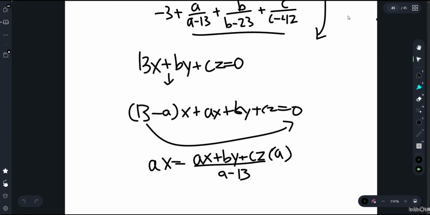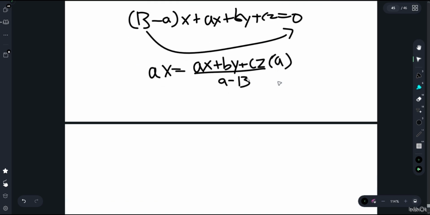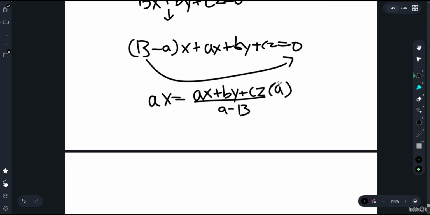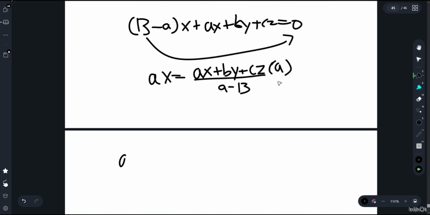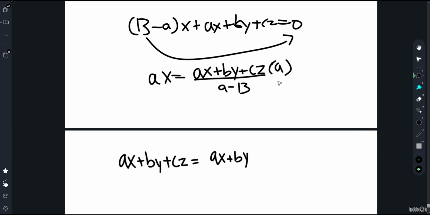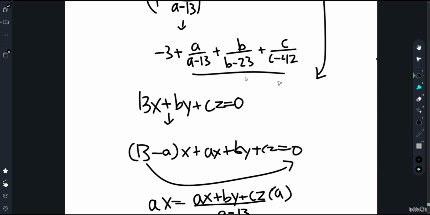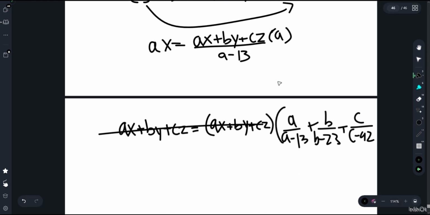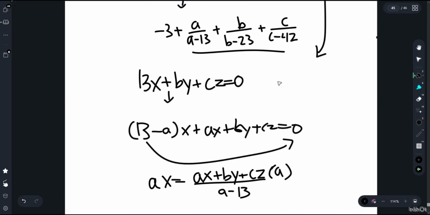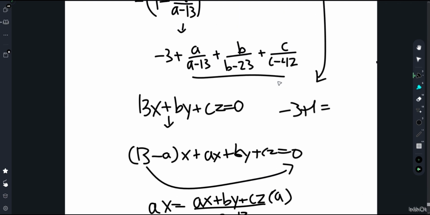Let me just make a new page. So now what we can do from here is that we have ax plus by. We add the three terms together. This is equal to ax plus by plus cz. We can factor it out of all the equations, times a over a minus 13 plus b over b minus 23 plus c over c minus 42. And so now cross these out, this is equal to 1. And so our answer is just negative 3 plus 1 is equal to negative 2.